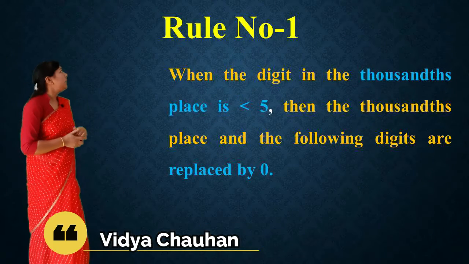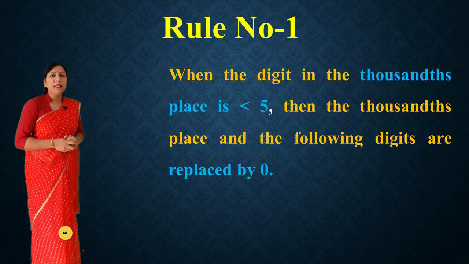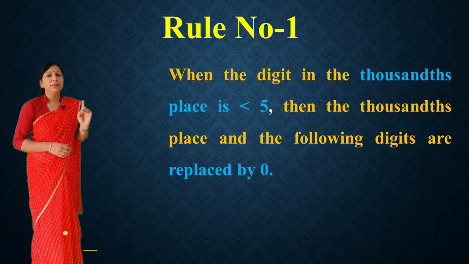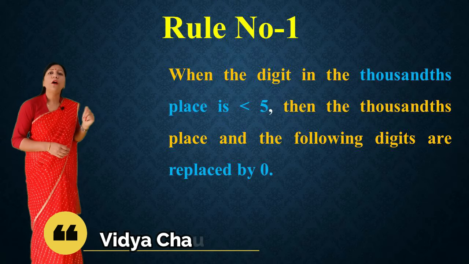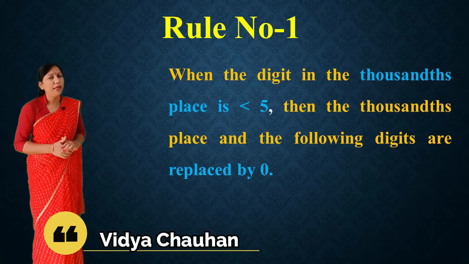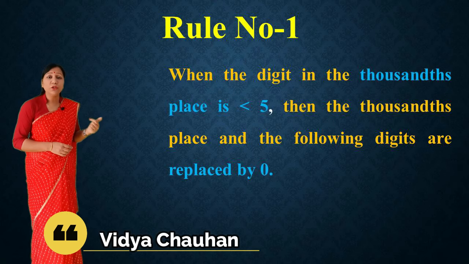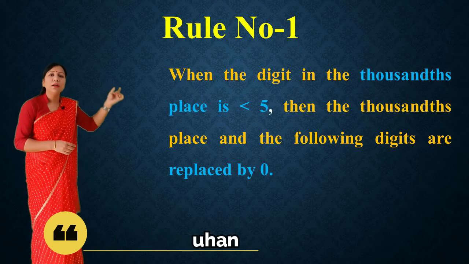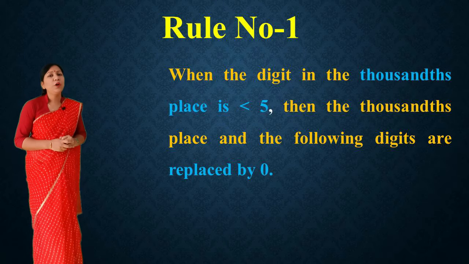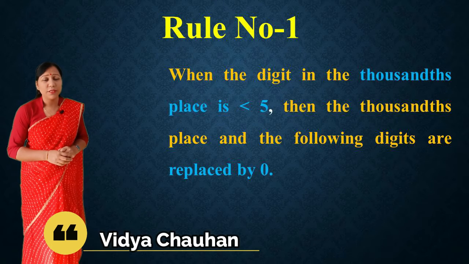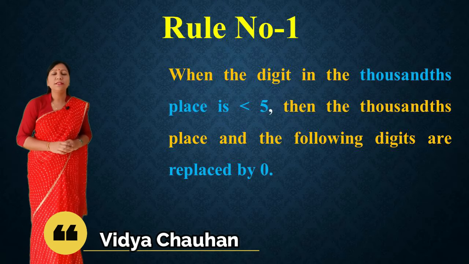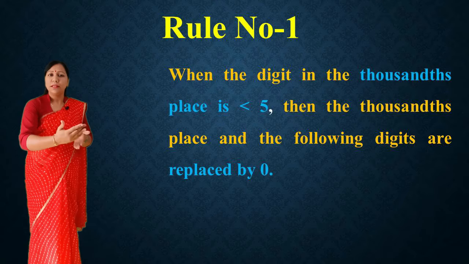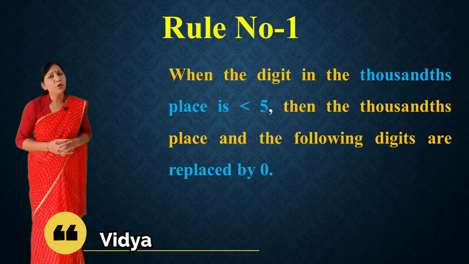The first rule here on the screen is: when the digit in the thousandths place is less than 5, then the thousandths place and the following digits are replaced by 0. Earlier, for 1 decimal place, we looked at the digit at the hundredths place. Now you have to check the thousandths place digit. If it is less than 5, then the thousandths place digit and the digits following it will reduce to 0.